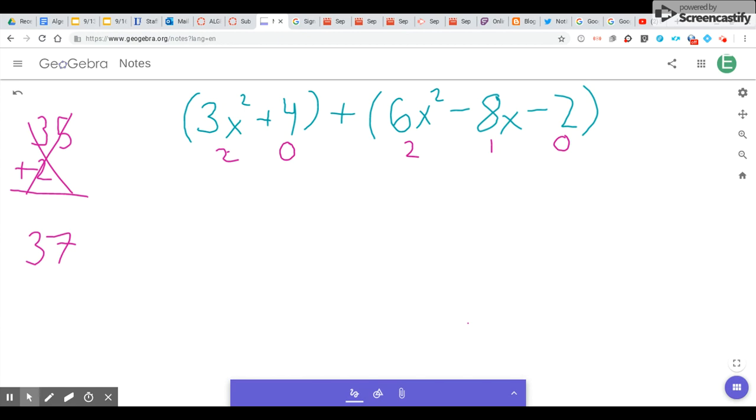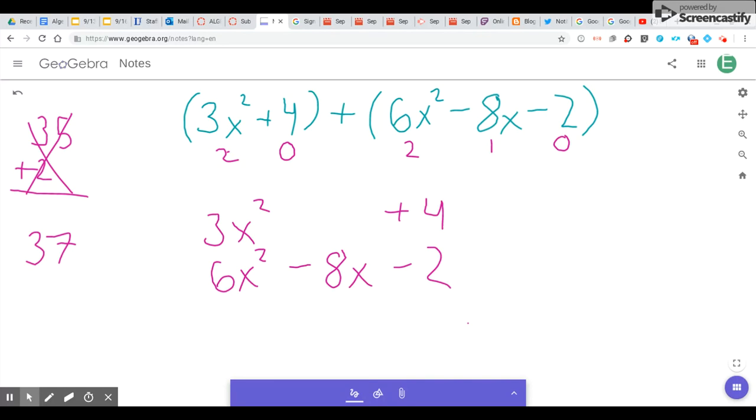So I can add the 3x squared and the 6x squared. Now I don't have a linear term in the second equation, but I don't have one in the first polynomial. So I'm not going to write anything above the minus 8x because I don't have anything to add to the 8x, okay? I do have a plus 4, and I also have a minus 2 right here.